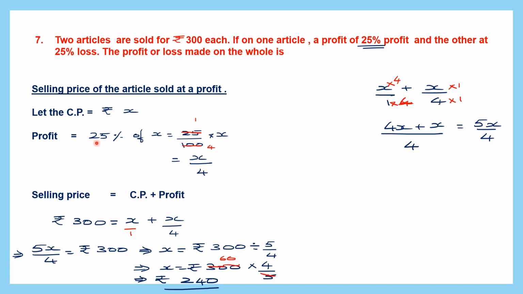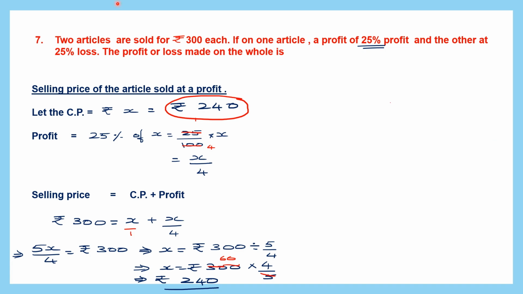So let's write it up here. Here we have cost price. So the cost price is now 240 rupees. So this is 240 rupees, and this is the cost price. So this is the first part. So this is when there was a profit of 25%. Now let's look at the other part where there was a loss of 25%.